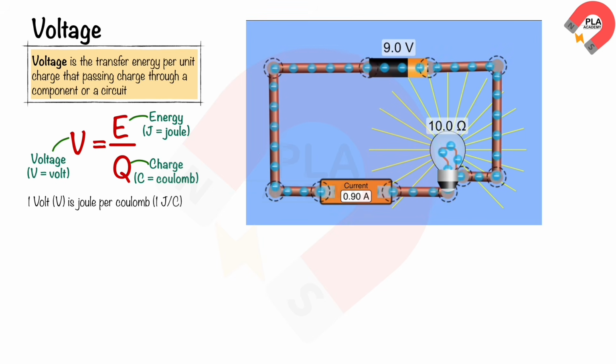As the charges flow around a circuit, the energy they carry is transferred by the components they pass through. For example, when current passes through a bulb, energy is transferred to the surroundings as heat and light.